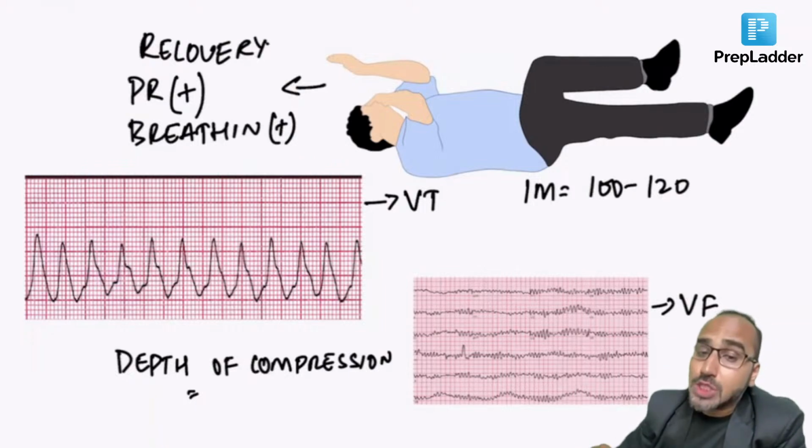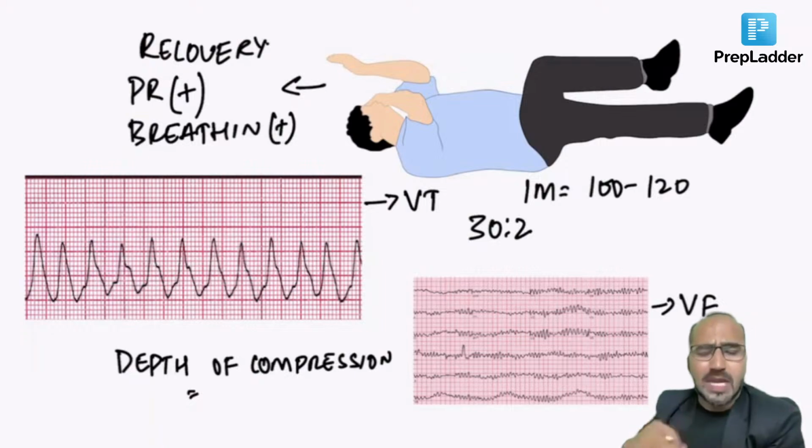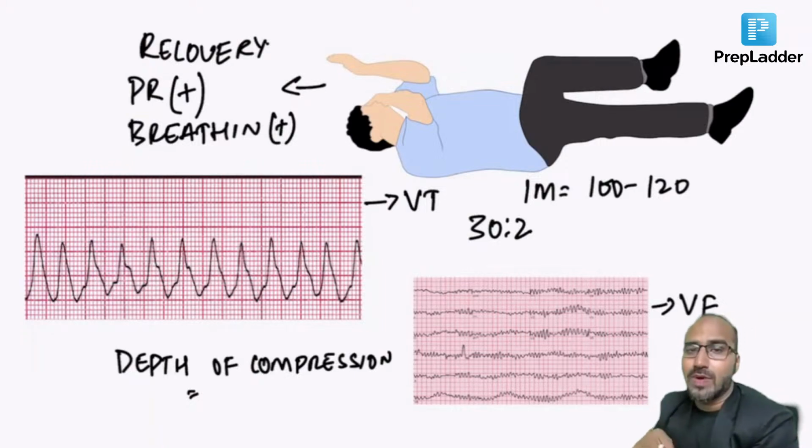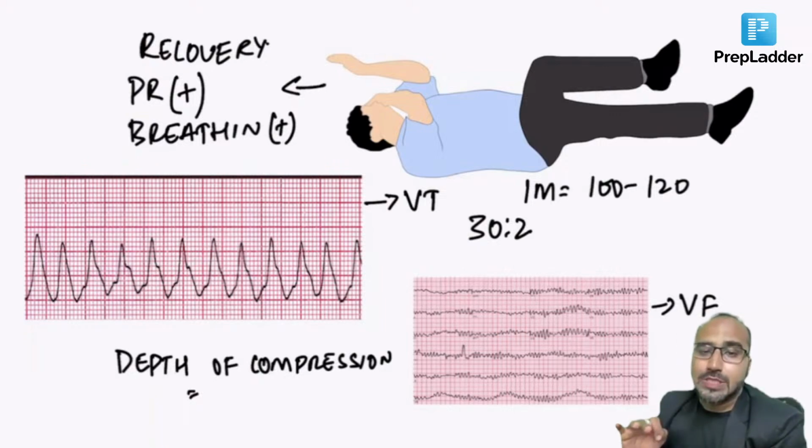And what is the ratio of compression that you need to go for? It is 30:2. That is, 4 sets of 30:2. In the LRR, I mistakenly said 30:1. It was just with the flow of words, it is 30:2 only, guys. So the ratio of compression is 30:2. 4 sets of 30:2 you have to give.